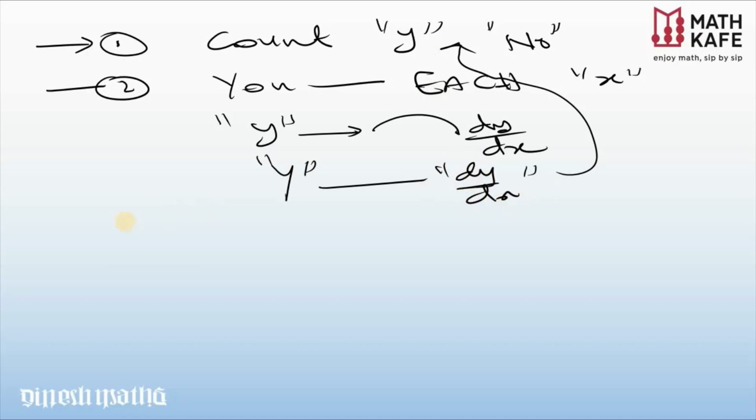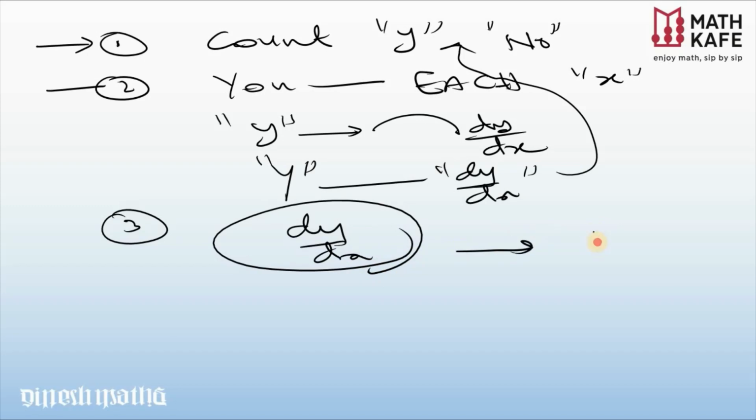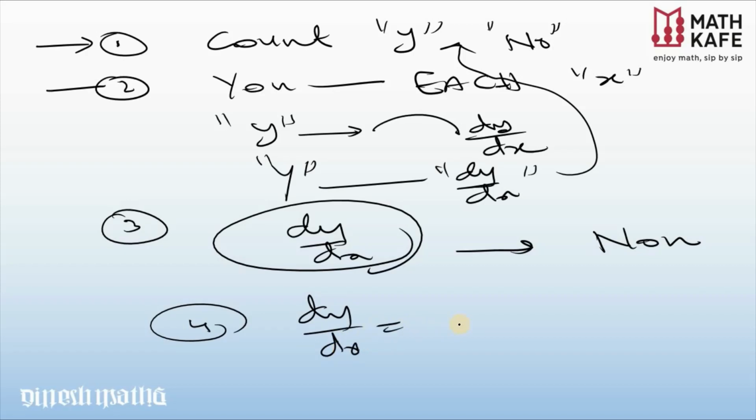And the third step: rearrange all the dy by dx on one side and the non-dy by dx on the other side. And finally, write the answer as dy by dx equal to. This procedure you follow always, then you will never make any mistake. I repeat, the number of dy by dx is the same as the number of y's in your question.